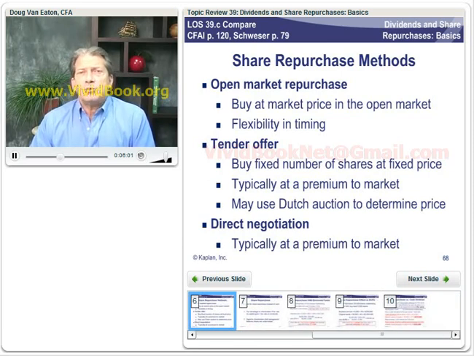In an open market repurchase, the firm just goes in and buys shares at the market price. This gives them flexibility and timing to do it when they feel like it.